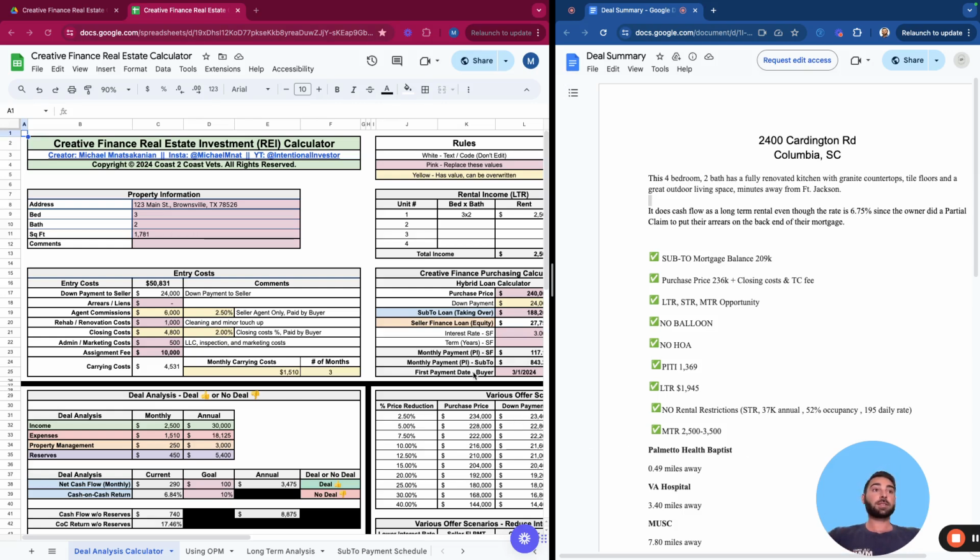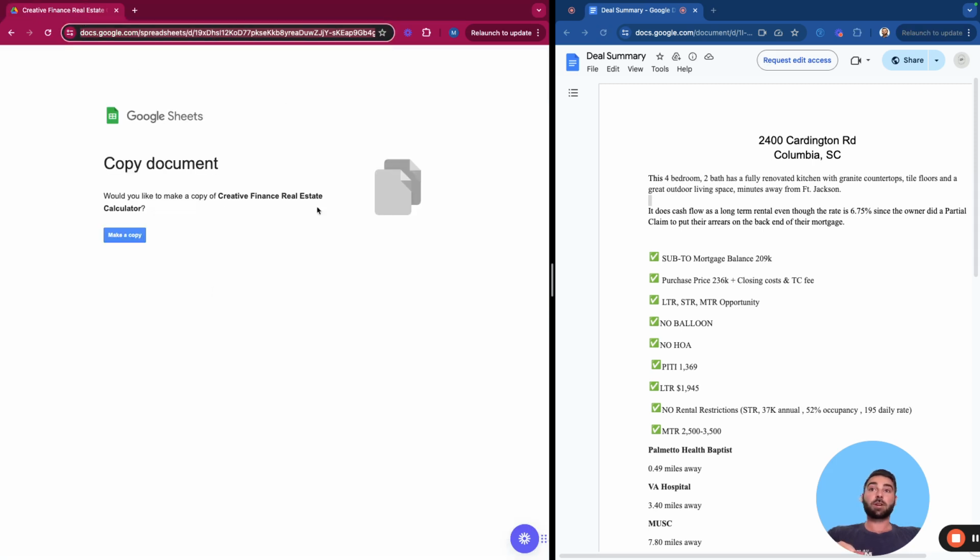So what we're going to do today is I'm going to show you how to underwrite a creative finance deal. This property is a straight subject-to property, so we will be underwriting this one together using the hybrid creative finance tool.